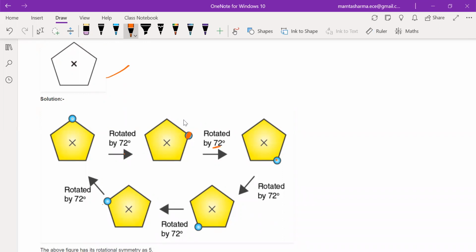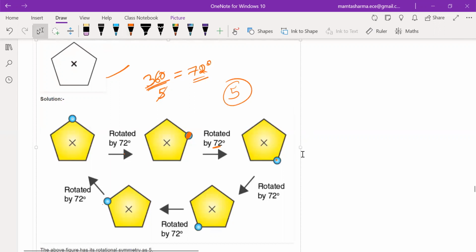So how would you find this angle? 360 divided by the number of symmetrical sides. The number of symmetrical sides is 5, so you can rotate this pentagon by 72 degrees. When you rotate this pentagon by 72 degrees, you would see that 5 times it will look the same as the original one. So the order of symmetry would be 5. Clear?